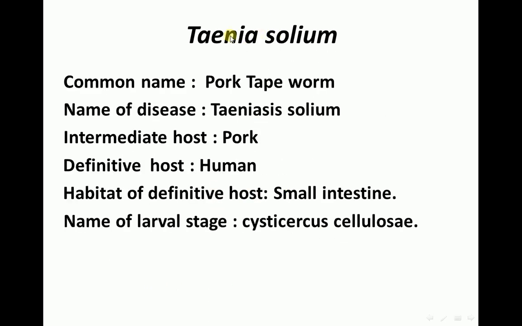Taenia solium, the common name of this parasite, pork tapeworm, regarding the intermediate host. Name of disease, Taenia solium; intermediate host pork, definitive host human. Habitat of definitive host is the small intestine, while habitat of intermediate host is the muscles. Name of the larval stage is cysticercus cellulosae.